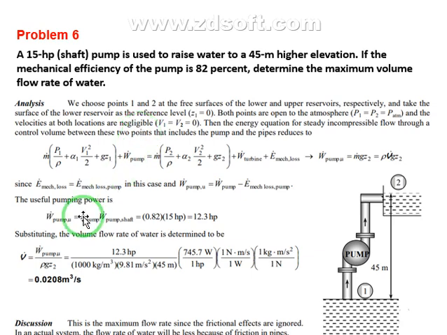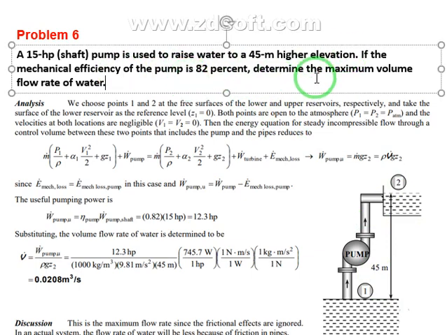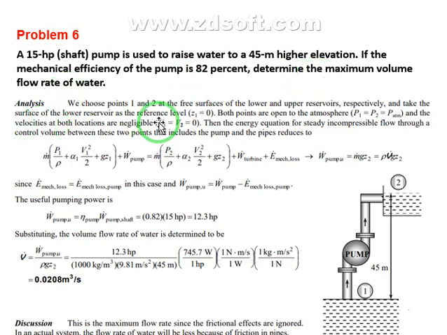All you need to do is calculate the flow rate. We have a pump. This pump is 15 HP, which is horsepower. You will see how we can deal with this kind of unit. And we need to pump the water up to 45 meter. The efficiency of the pump is 82%. Determine the maximum volume flow rate. You need to know what the maximum flow rate is.